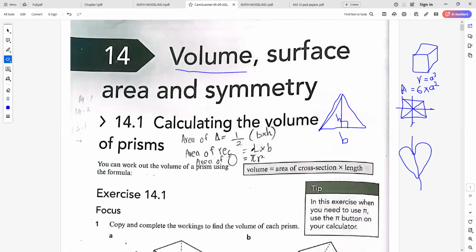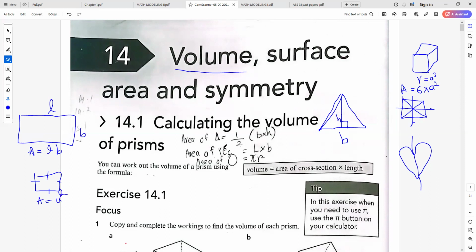Now the area of a rectangle is equal to L times B. If it is a rectangle, this side will be different from this side. If it is B and L, the area is equal to L into B. Now, as I explained earlier, if all 4 sides are equal, then the area is A squared.